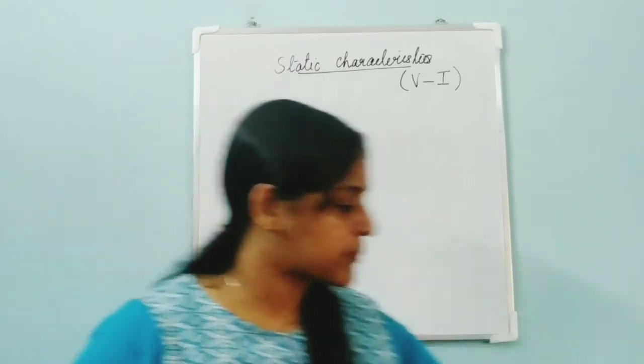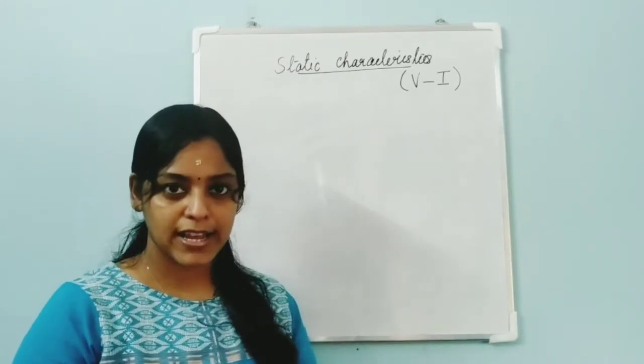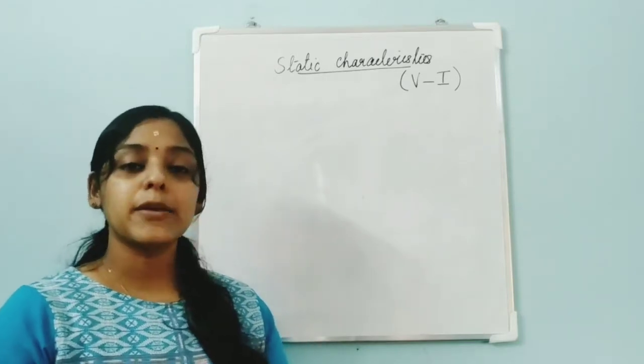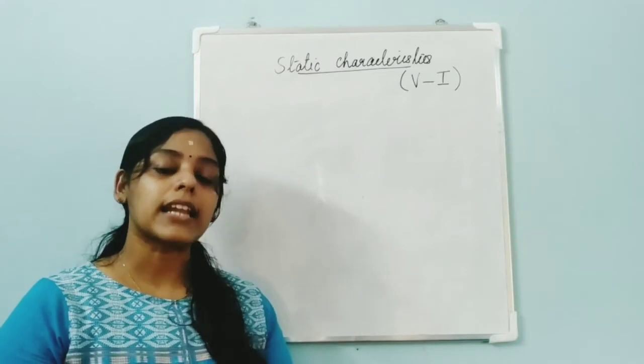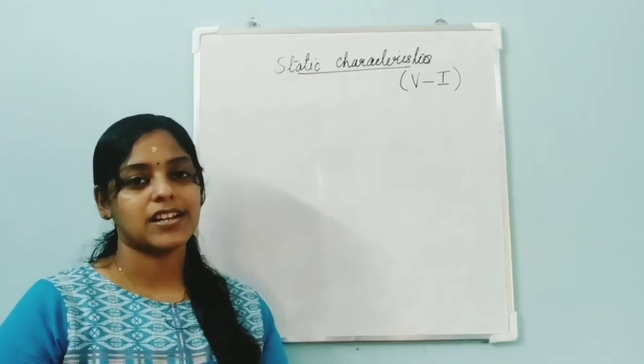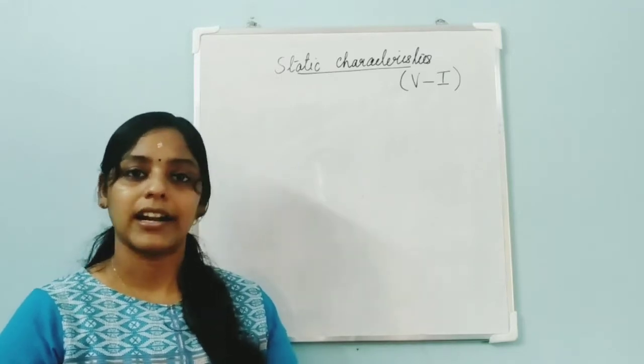Now, in order to explain this VA characteristic, we need to be much more familiarized with the three modes of operation. In the previous two sessions, we have discussed the three different operating modes of an SCR: reverse blocking mode, forward blocking mode, and forward conduction mode.